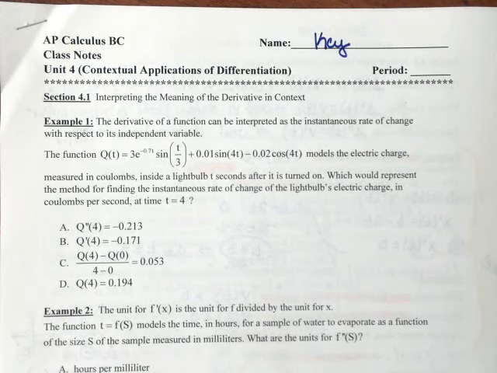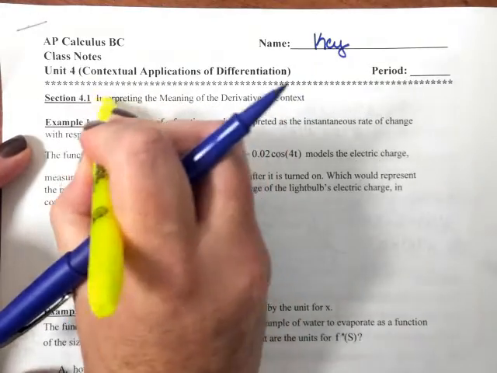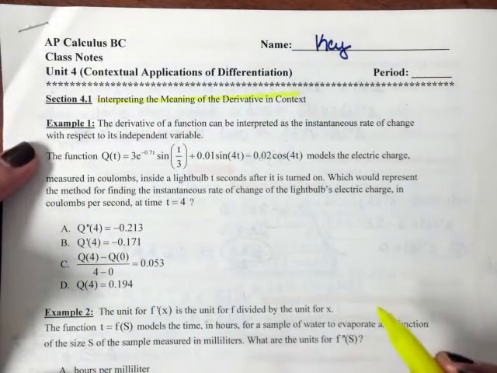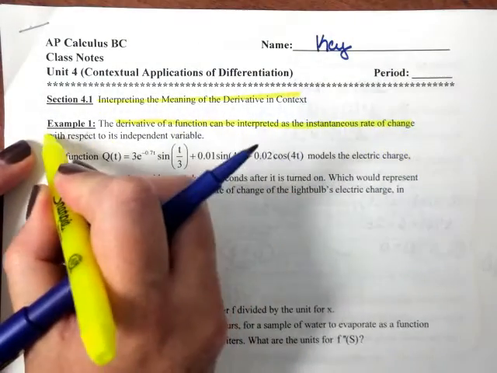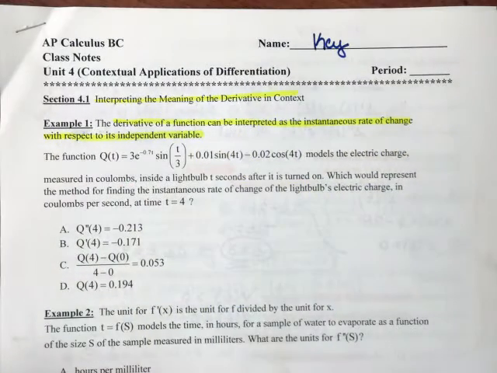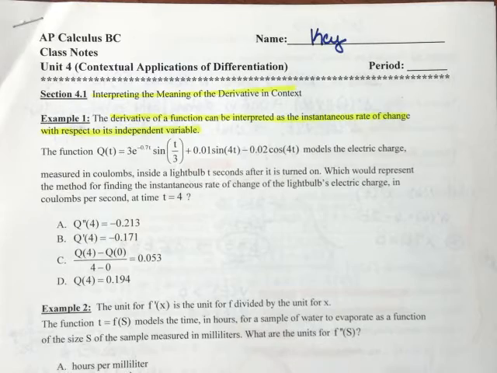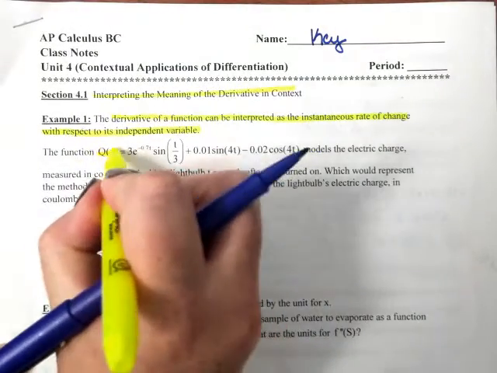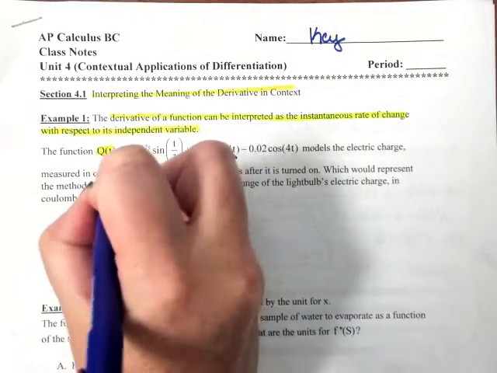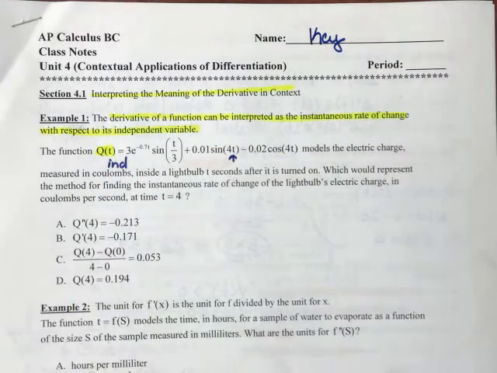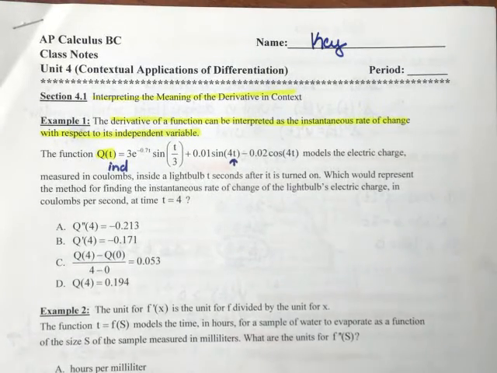So for section 4.1, we are looking at interpreting the meaning of what a derivative means. So remember, the derivative of a function can be interpreted as an instantaneous rate of change with respect to the independent variable. So they're giving you a function q of t. So remember, t is the variable in the function. That's the independent variable. So we talk about taking the derivative with respect to the independent variable. In this case, we're going to take the derivative with respect to t.